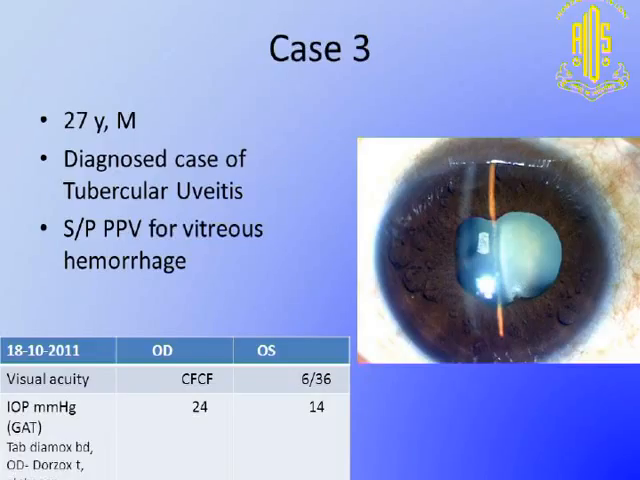This is another case. Now, you can see here the 27-year-old male, diagnosed case of tuberculosis, and now has uveitis. He has undergone multiple surgeries already, vitreous hemorrhage, partial vitrectomy done. And on presentation, the vision is low in the right eye, and pressure is high in the right eye on systemic medication, as well as topical anti-glaucoma medicine.